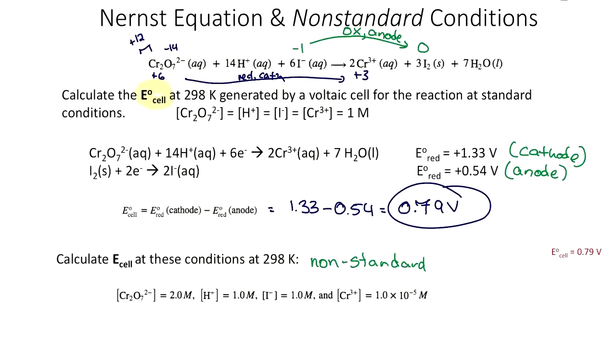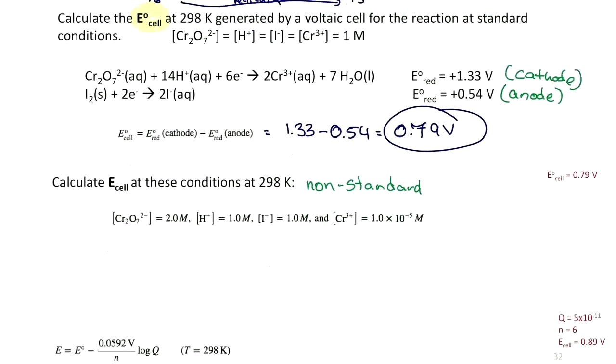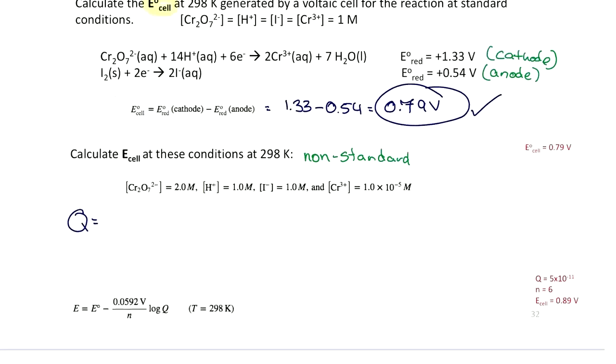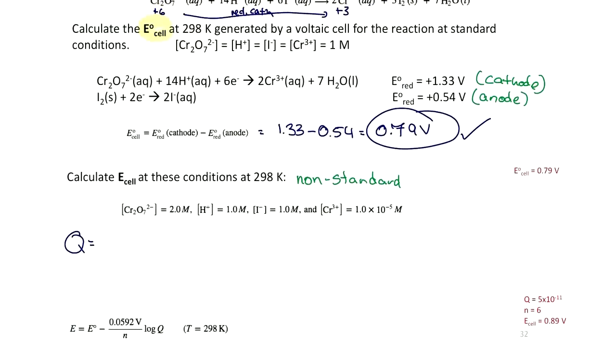We have different concentrations. So we have to use the Nernst equation at these non-standard conditions. But we still need to use this E cell naught value in the Nernst equation. So we can't skip the cathode minus anode step. Because here I give you a bunch of concentrations, so it's in our best interest to calculate what is Q at these given conditions.